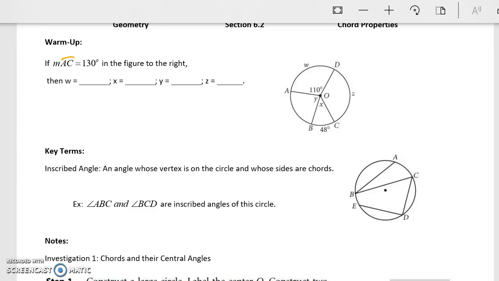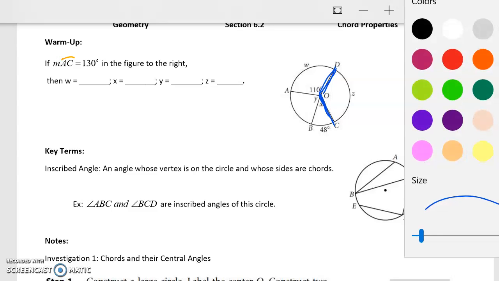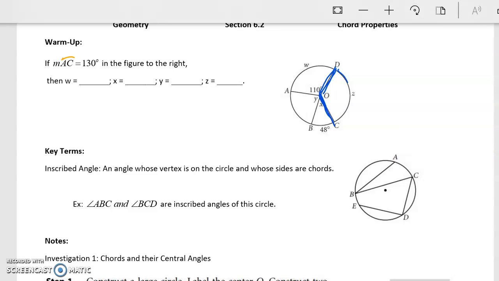So recall that a central angle is an angle whose vertex is the center of the circle. And a central angle's measure is equal to the measure of its intercepted arc. So if we look at this picture, for example, Z is this arc here, arc DC, and it is intercepted by angle DOC. So those things have the same measure. We know that arc AC has a measure of 130 degrees. So that means from here to here is 130 degrees.